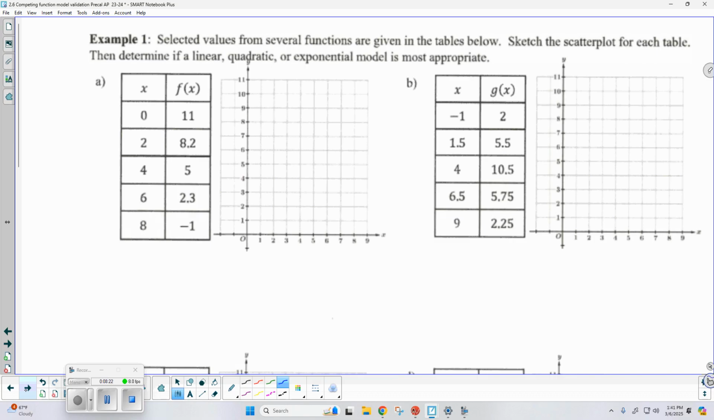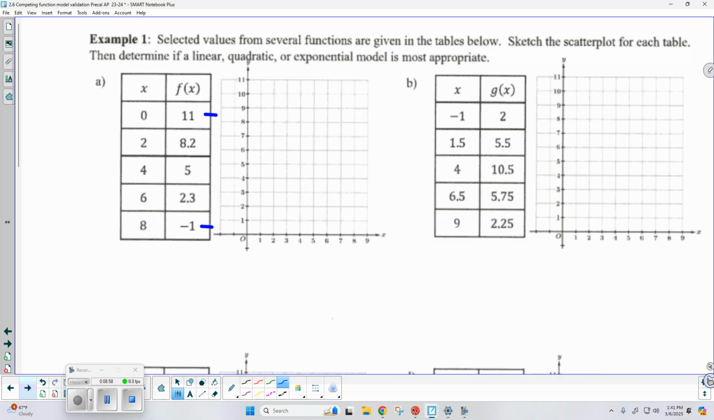Here's my first table where the y values are 11, 8.2, 5, 2.3, and negative 1. Is there any of the three, linear, quadratic, or exponential, that I can immediately just get rid of? I'm already thinking of one. Why quadratic? There's no symmetry. If I start from the top and the bottom and start comparing, this negative 1 right here is nowhere near that 11. So there's no symmetry to be seen, or at least roughly symmetry, so it's not quadratic.